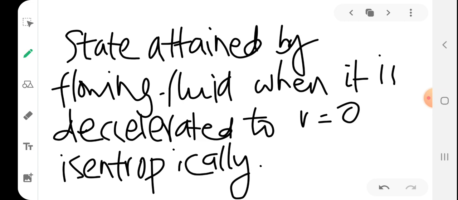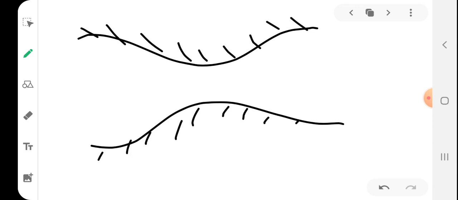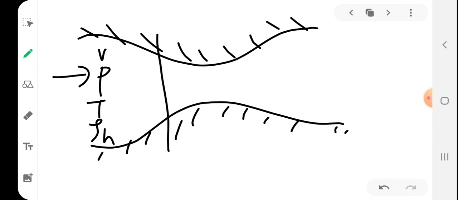Students, I will show you the figure. Suppose this is a flow channel or a tube where flow of fluid takes place. Suppose the fluid is flowing with a velocity v, pressure p, temperature T, density rho, enthalpy H. Suppose at this section, I am decelerating this fluid flow to a velocity v equal to 0. So the corresponding state or condition is known as stagnation property at the section 1.